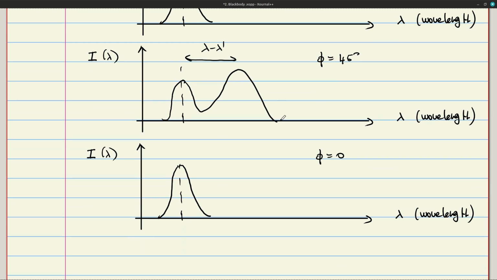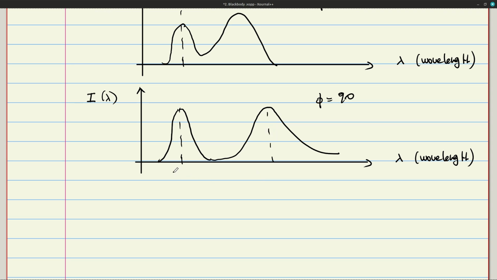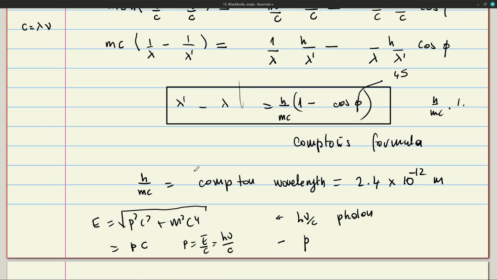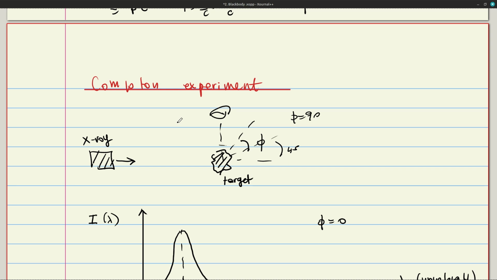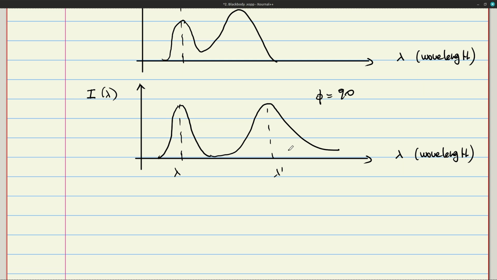So it's going to be maybe something like that. And again, this is 90. If you want lambda, this is lambda prime. Their difference is determined by this. You can even do it more. You can just put your detector here. For phi equal to 135, cosine is going to be minus 1 over square root of 2. Now you are going to have 1 minus a negative number, which is going to be bigger than 1. And in that case, you are going to have an even larger shift, something like that.